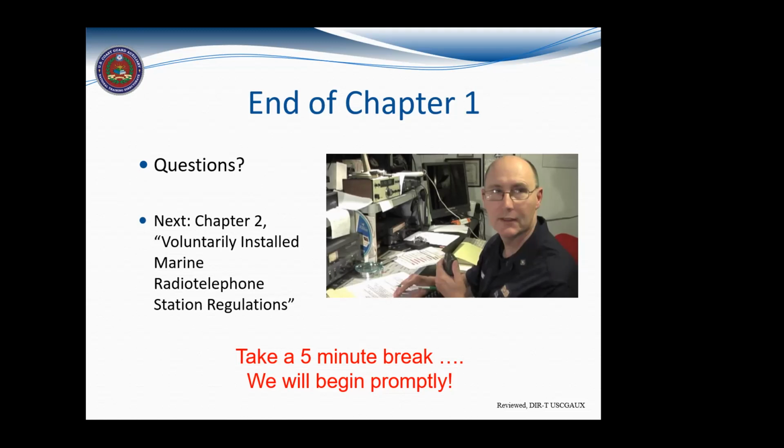Number 9, the correct answer is D. Number 10, the correct answer is D as in Delta. Number 11, again, the correct answer is D as in Delta. Number 12, again, the answer is D, all of the above.